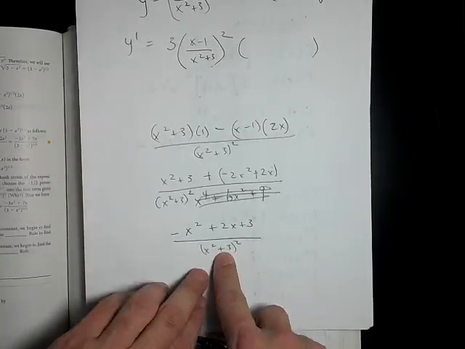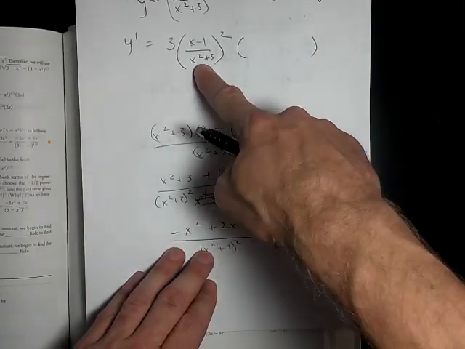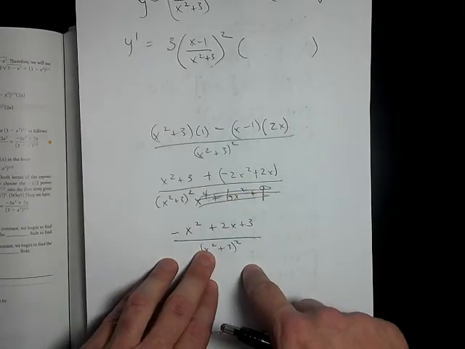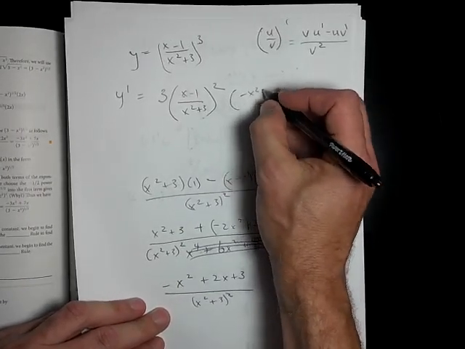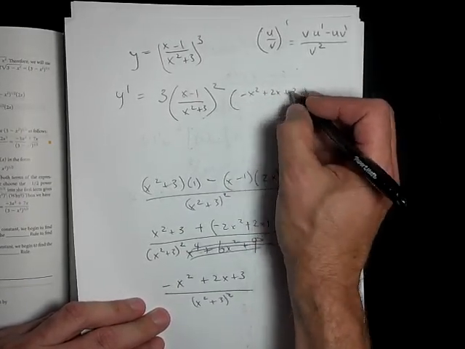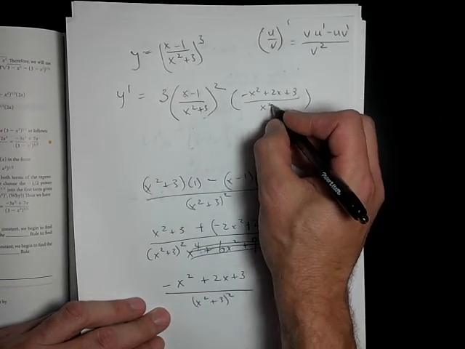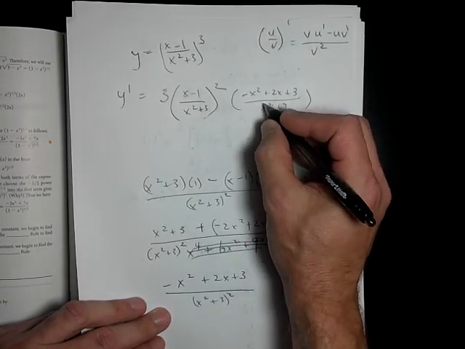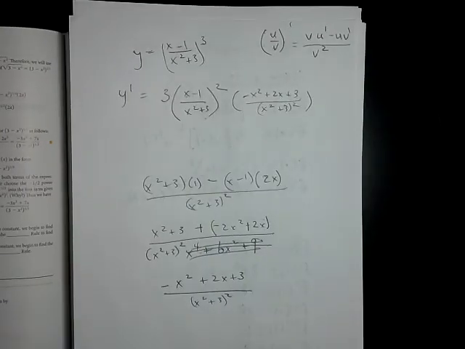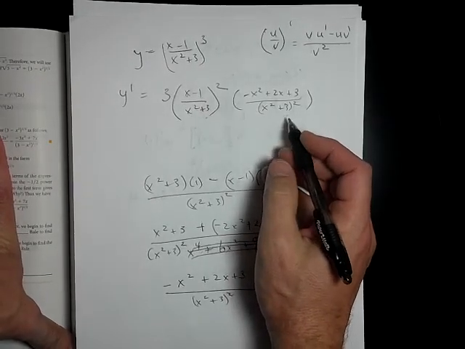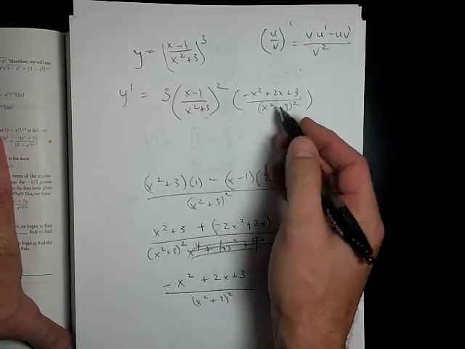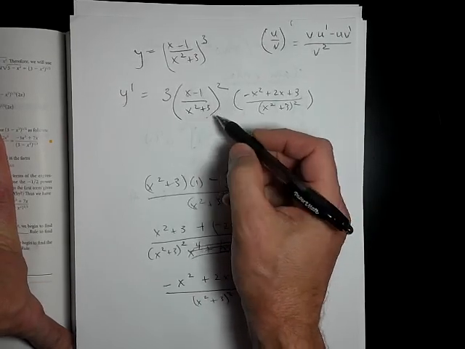Now what we've done, this is the derivative of what was inside of here. So in other words, this whole thing is what's going to be multiplied here. So this becomes minus x squared plus 2x plus 3 over x squared plus 3 quantity squared. So we've got the derivative. That is the answer, but I think that we can simplify this a little bit more. And how exactly can we simplify this?